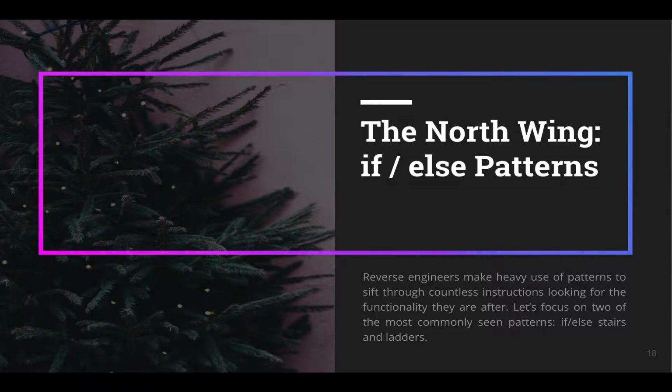All right, so welcome to the North Wing. In the North Wing, we're going to be taking a look at if-else patterns and what they look like. There's two primary patterns that we're going to see that are correlated to if-else statements. One of them looks like a set of stairs, and the other one looks like a ladder.